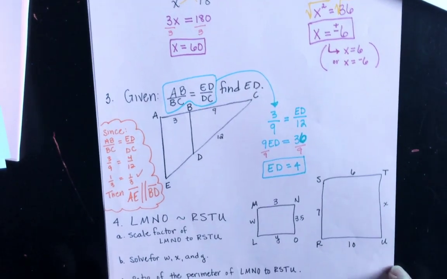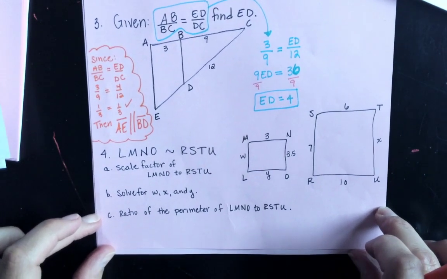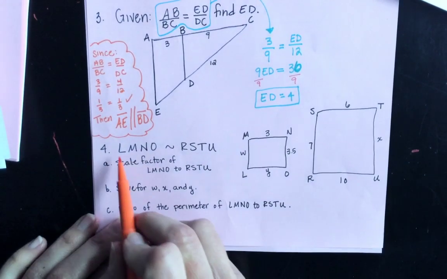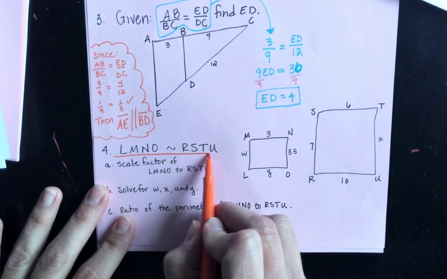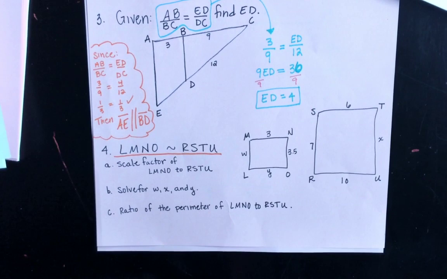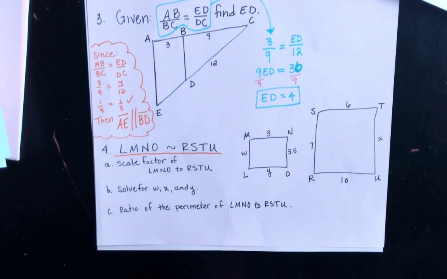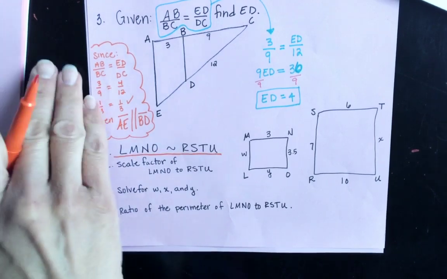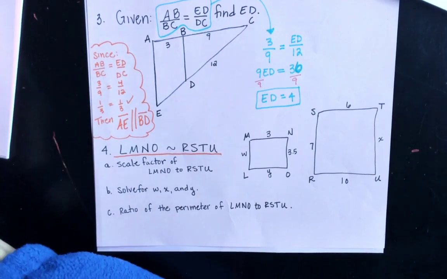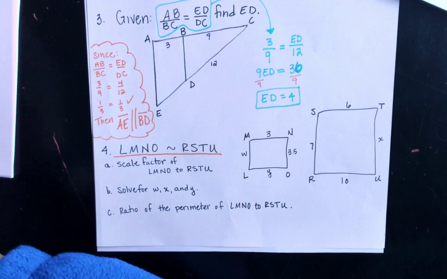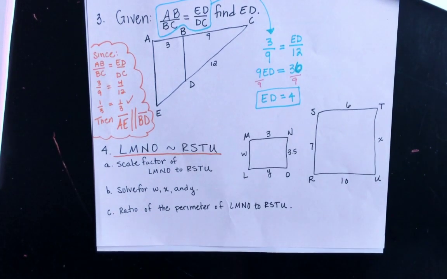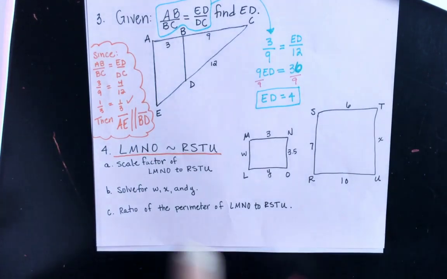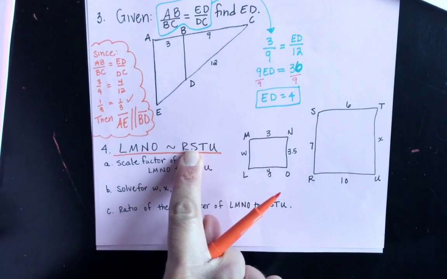So now we're going to switch gears and look at new information. Right here, LMNO is similar to RSTU. What this allows me to know is that whatever my picture is, I don't care how awful the picture is, I don't care what I'm going to assume the picture is going to do. What I want to do is strictly use what's given to me here.